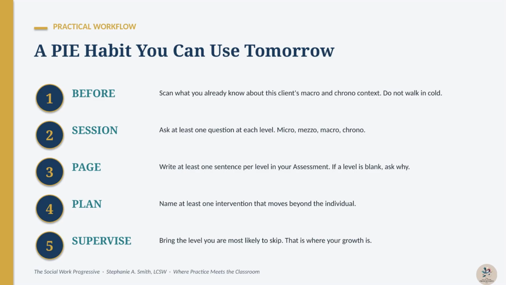4. In the plan, name at least one intervention that moves beyond the individual. Advocacy, referral, system navigation, psychoeducation for the family. 5. In supervision, bring the level you are most likely to skip. That is where your growth is. And remember what I said earlier, the level most of us skip is chrono. Do not let that be you.